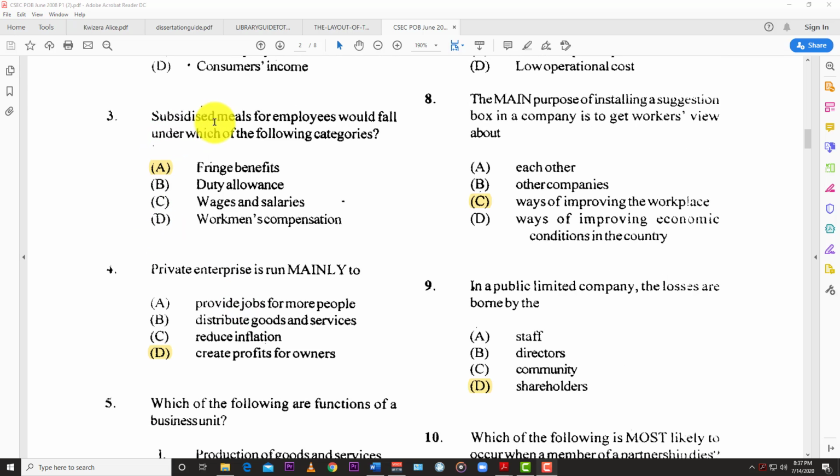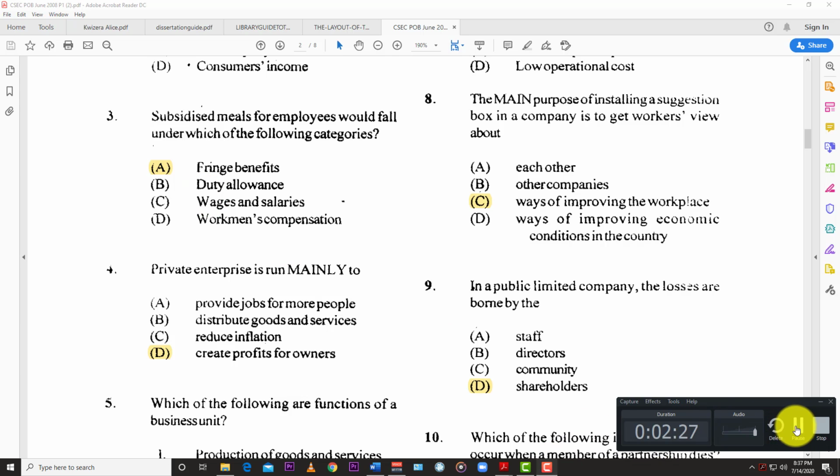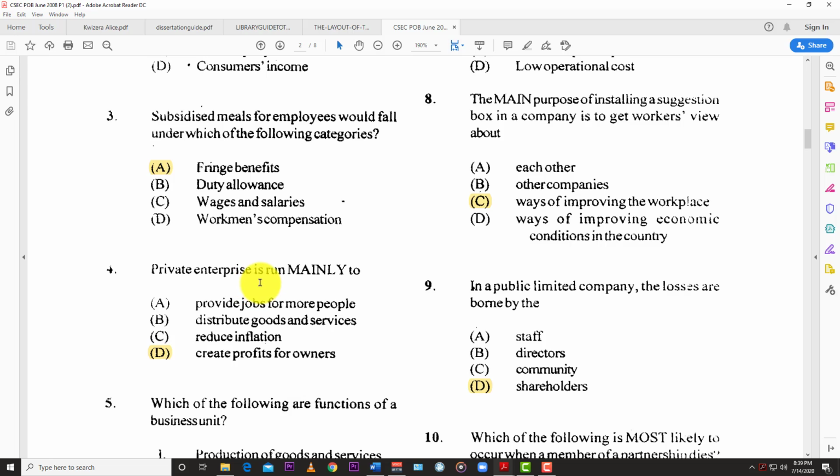Number 3, subsidized meals for employees would fall under which of the following categories? And so the answer here is, of course, fringe benefits. Those are the things you get in addition to your salary and your wage and stuff like that. The extra perks you get for working for that business. So yeah, that's the answer for that one. Number 4, private enterprise is run mainly to, and of course you know the answer to this one. All private businesses have one aim, one goal in mind, and that is simply to make a profit or to maximize their profit. That's the main aim. So the answer is D, create profit for its owners.